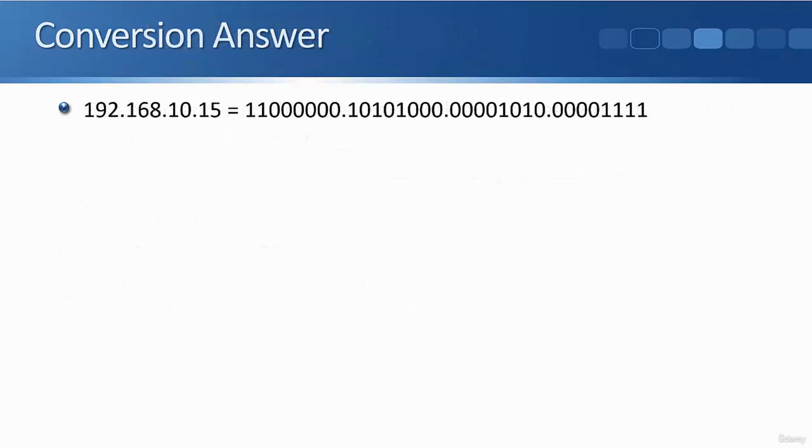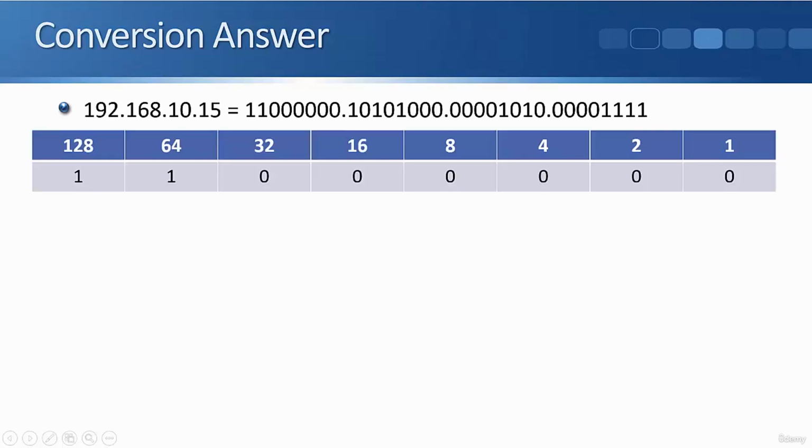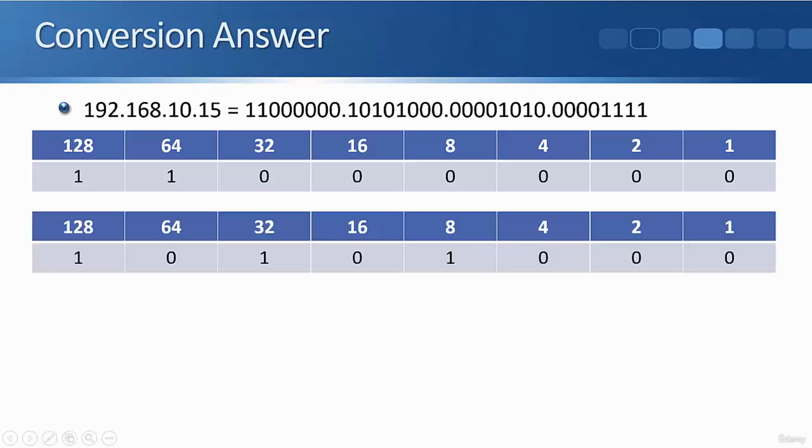Okay, so hopefully this is the answer that you got. 192.168.10.15. The first octet was 11000000: 128 plus 64 equals 192. The next octet of 168 was 10101000: 128 plus 32 plus 8 equals 168.